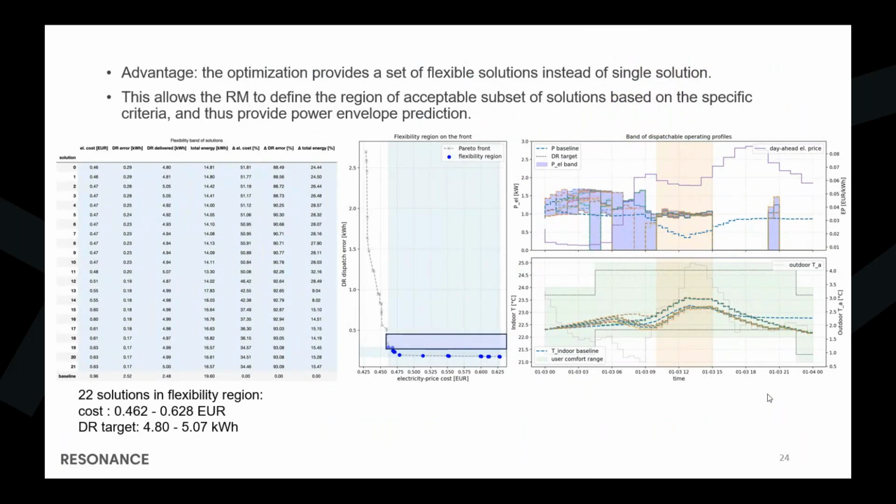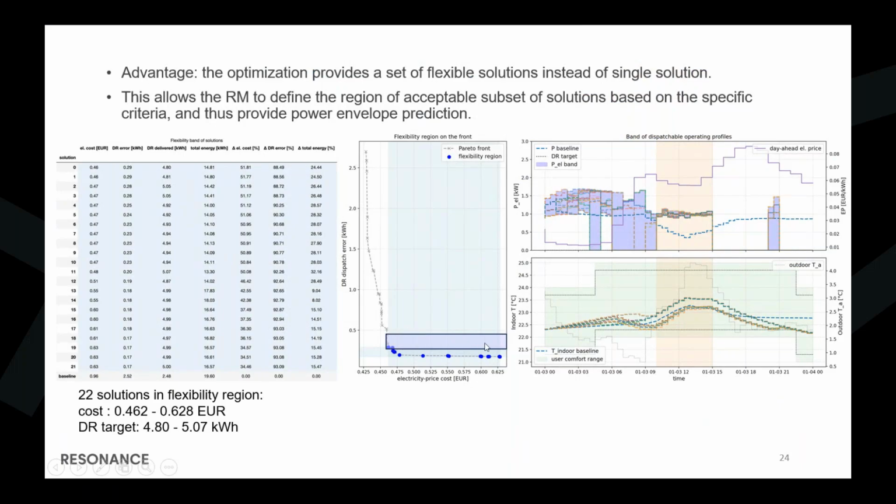Now the question is what kind of solutions to pick, right? We got this set of flexible non-dominated solutions. And this is actually one advantage of this optimization, where the optimization provides a set of flexible solutions instead of a single solution. This feature of such kind of optimization algorithm allows the resource manager to define a region of acceptable subset of solutions based on certain specific criteria. And thus it can provide, for example, a power envelope prediction.